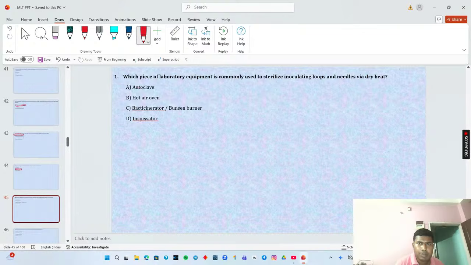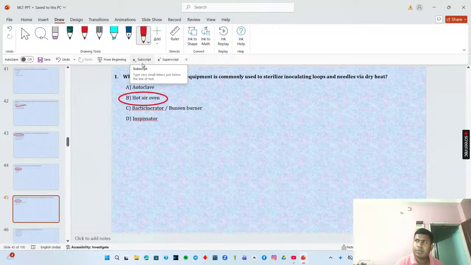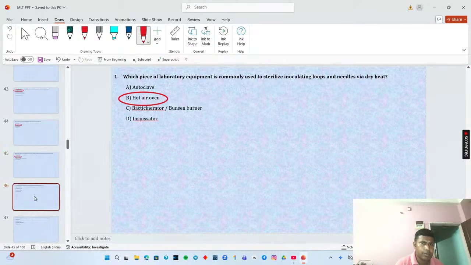Which piece of laboratory equipment is commonly used to sterilize inoculating loops and needles via dry heat? It will be the hot air oven. For wet heat sterilization, the answer will be autoclave. Anything which is wet heat, that is steaming, is known as autoclave. Autoclave is used, and for dry heat, hot air oven is used. Okay, you have to remember it.